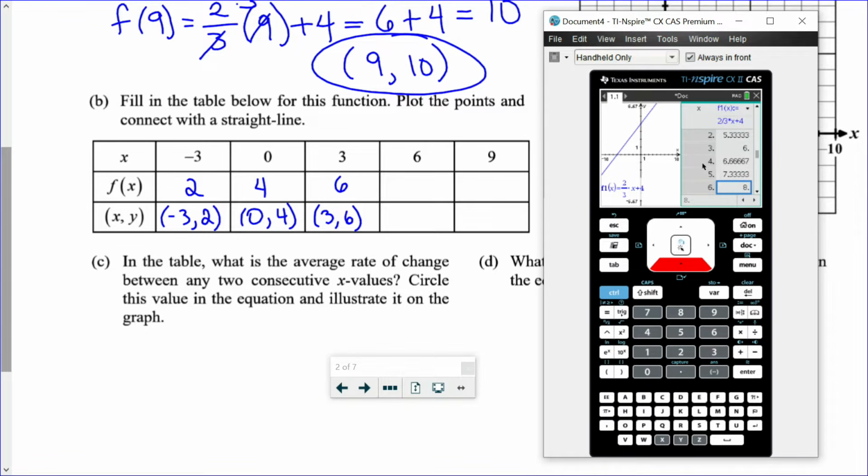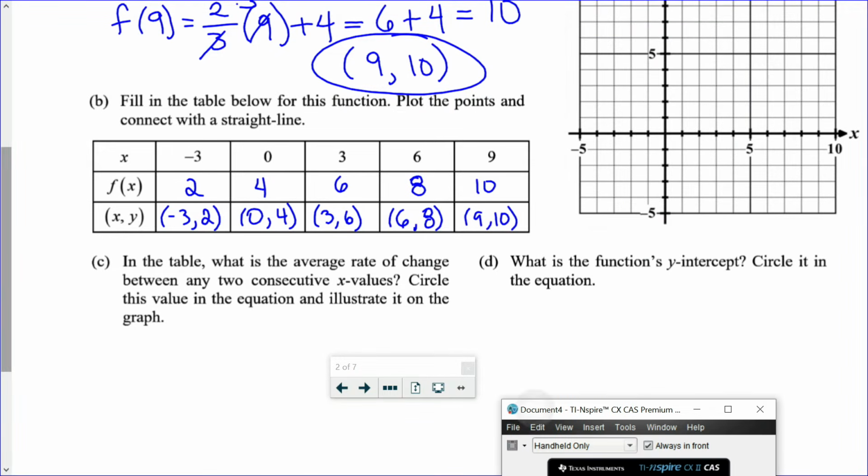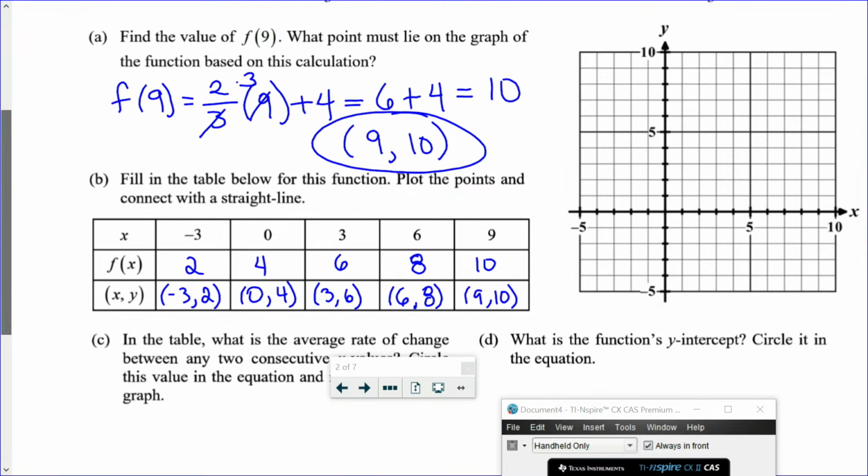When x is 6, my output is 8, so the point (6, 8) lies on the graph. And just to verify that calculation that I did before, when x is 9, my output is 10, so (9, 10) lies on my graph. Okay, let's graph this thing, right? So we're going to go over to (-3, 2), (0, 4), (3, 6), (6, 8), and (9, 10).